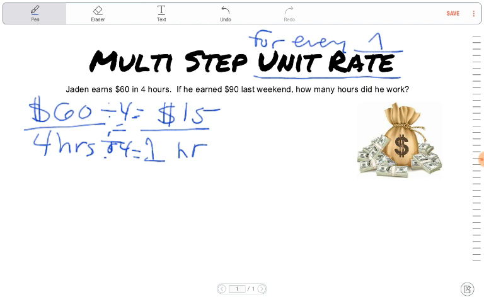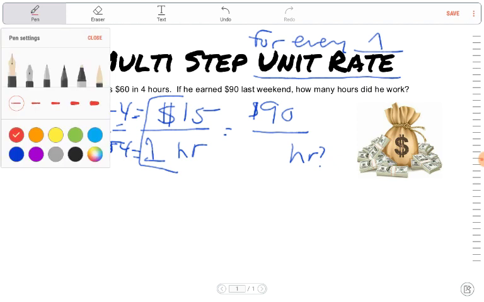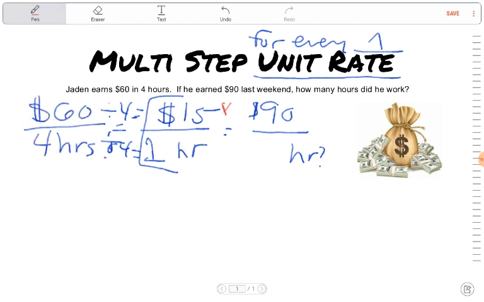Okay. Now the question actually says if he earned $90 last weekend, how many hours did he work? So now we're trying to see, all right, so that's how much he earns every hour. He earned $90 total. So how many hours? Well, what we need to figure out here is what did we have to multiply this by to get 90?